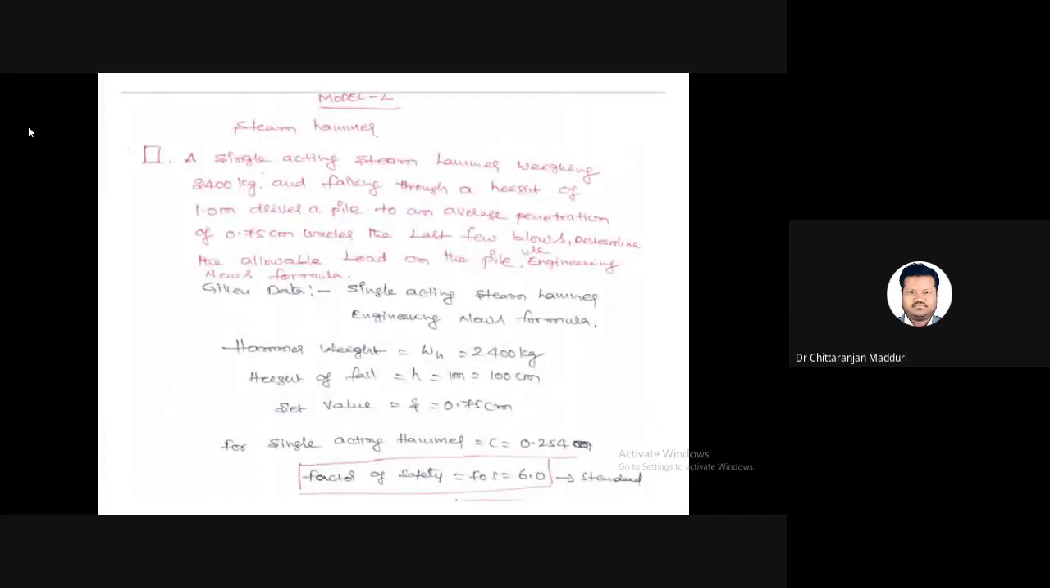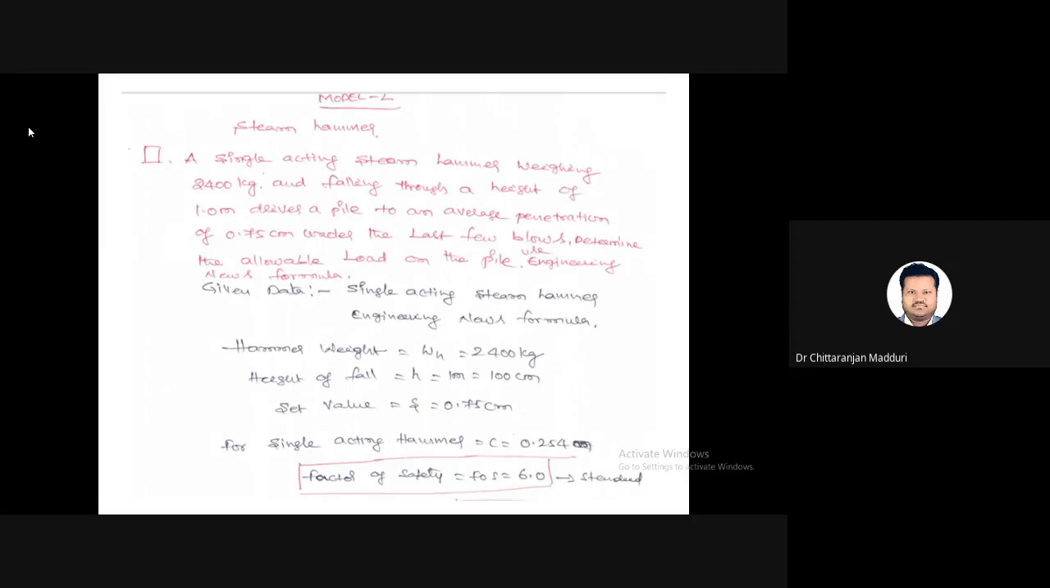So model 2, it is a steam hammer. A single acting steam hammer weighing 2400 kgs and falling through a height of 1 meter drives a pile to an average penetration of 0.75 centimeters under the last few blows. Determine the allowable load on the pile. Use engineering news formula. So it is a single acting steam hammer.